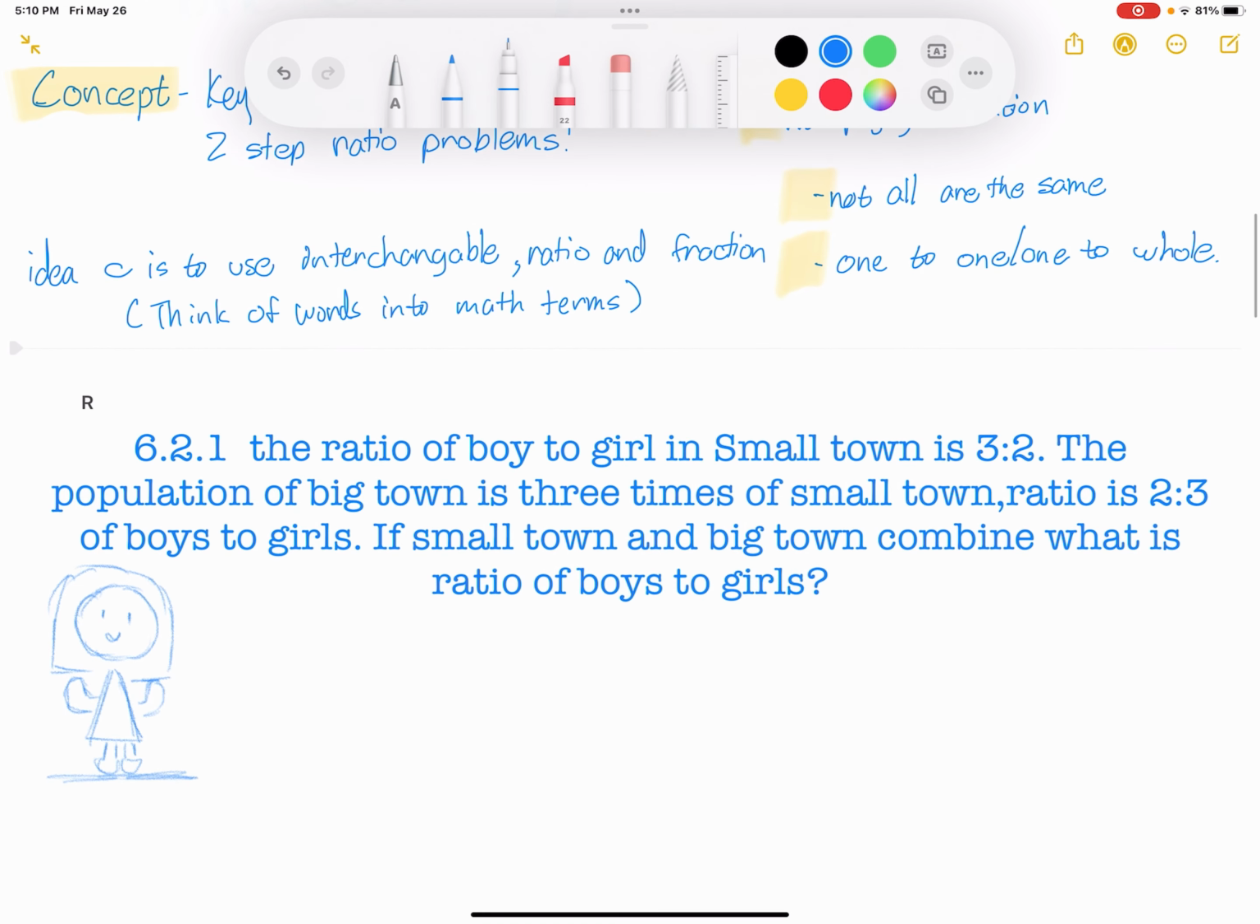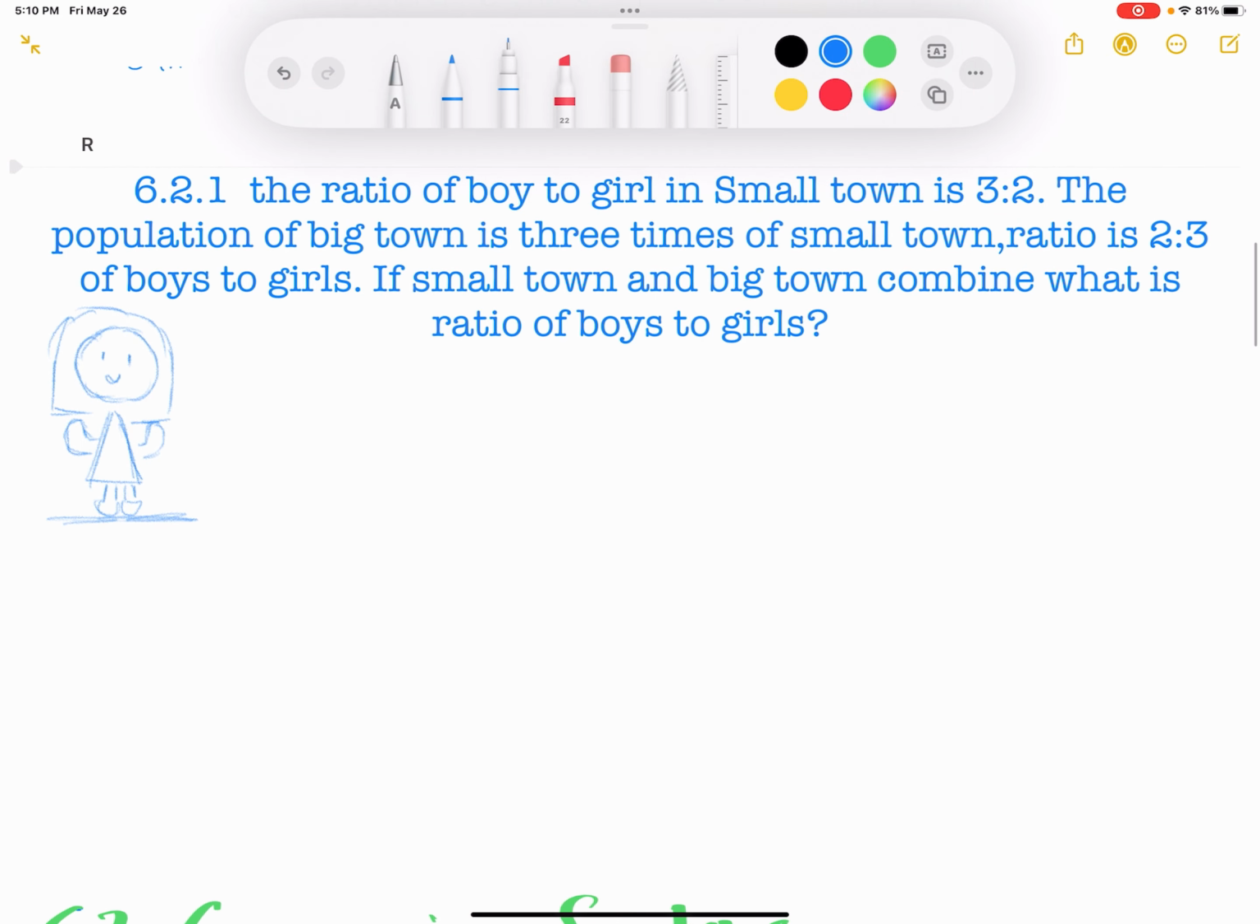So the idea here is to use the ratios and fractions interchangeably. Like you could change ratios to fractions, fractions to ratios very comfortably, and that is what I would recommend to do.